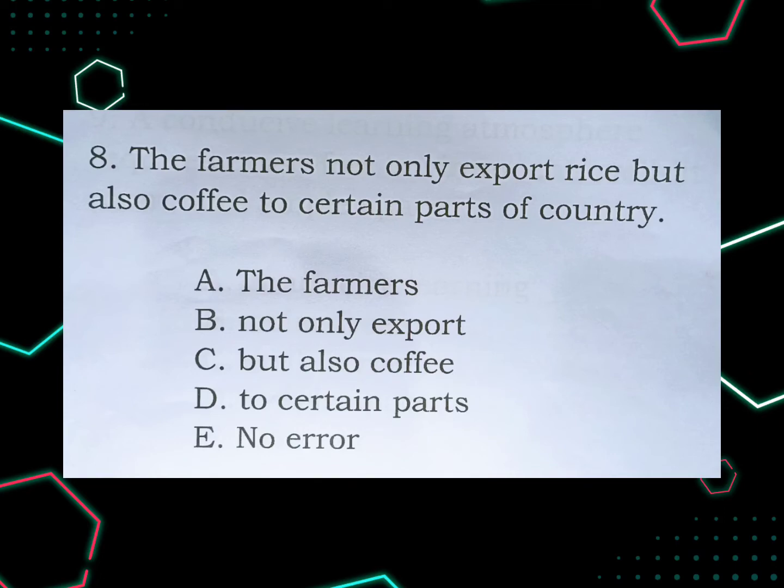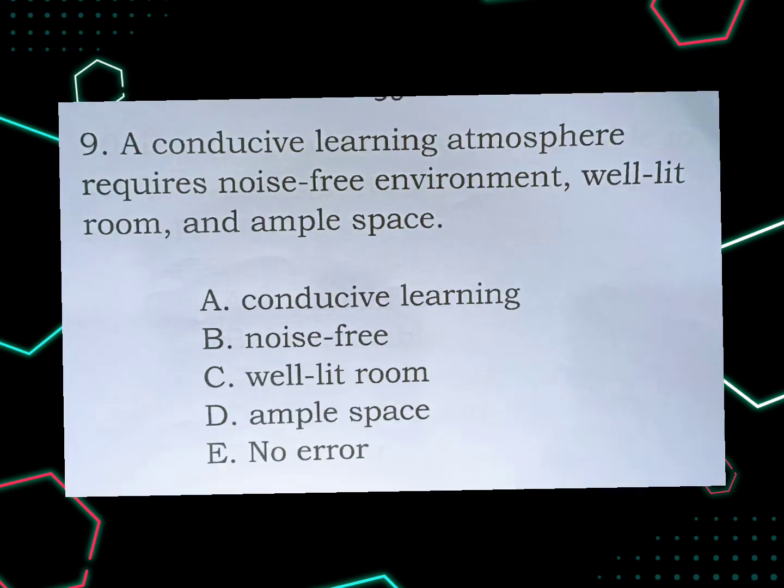A. The farmers. B. Not only export. C. But also coffee. D. To certain parts. E. No error. Number 9. A conducive learning atmosphere requires noise-free environment, well-lit room, and ample space.